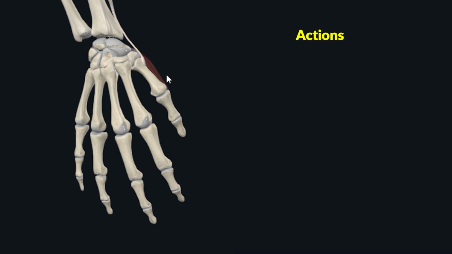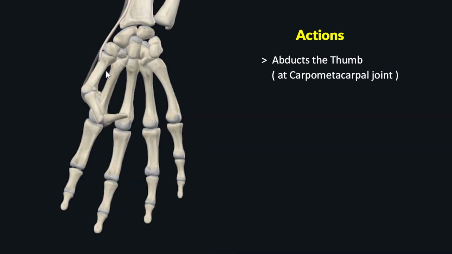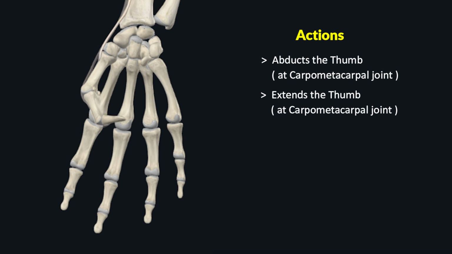So this muscle performs two important actions. The first action of this muscle is the abduction of the thumb at the carpometacarpal joint. So this muscle acts on the carpometacarpal joint and it abducts the thumb at this joint. And the second action of this muscle is the thumb extension at the carpometacarpal joint. So for this action, it acts on the carpometacarpal joint and extends the thumb at this joint.